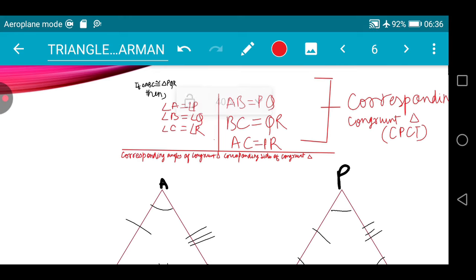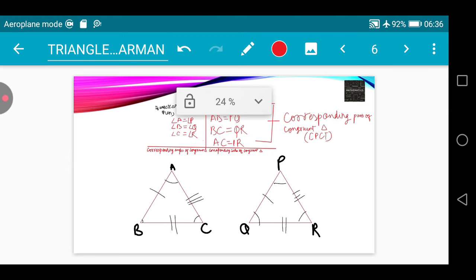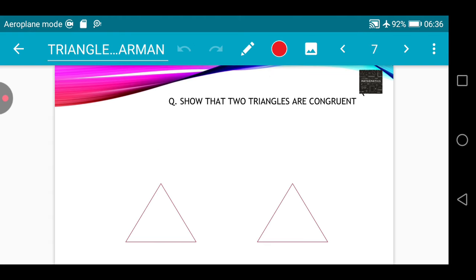By CPCT, if there are angles, we can say corresponding angles of congruent triangles. If there are sides, corresponding sides of congruent triangles. If there are both, we can say corresponding parts of congruent triangles. This is clear. You can note it down, so that you know how you will show the two triangles are congruent.